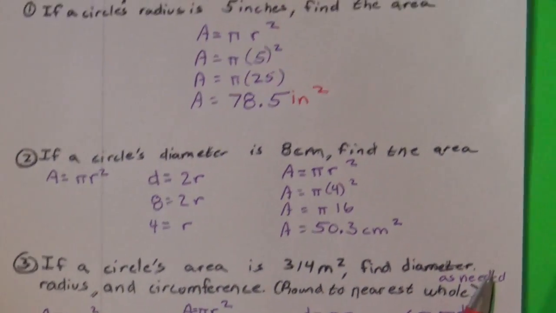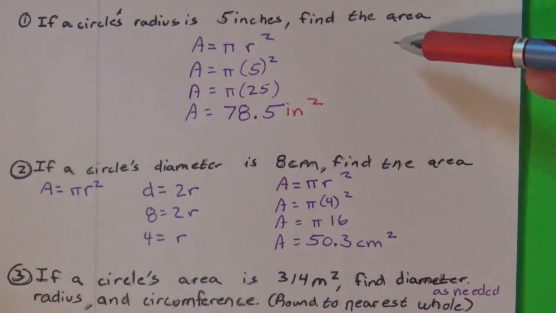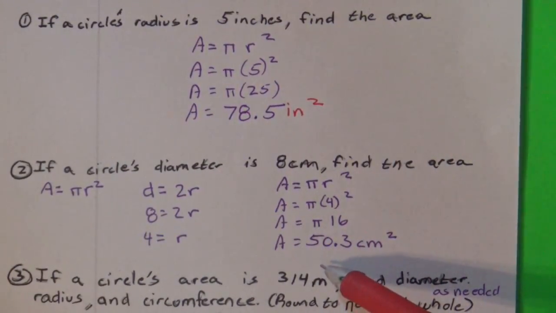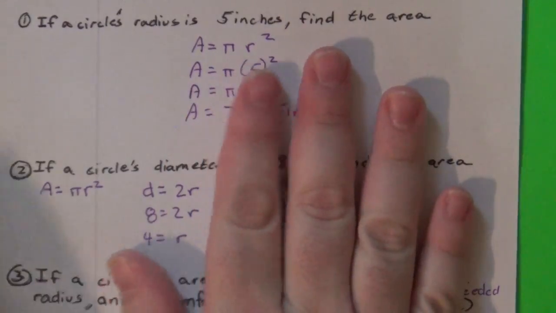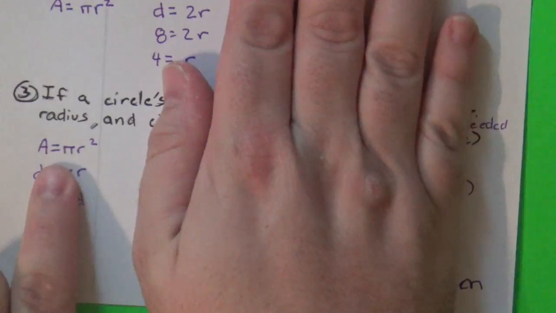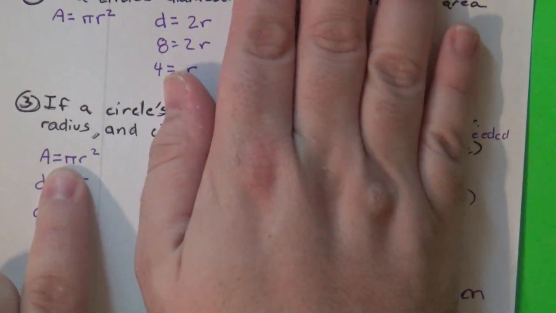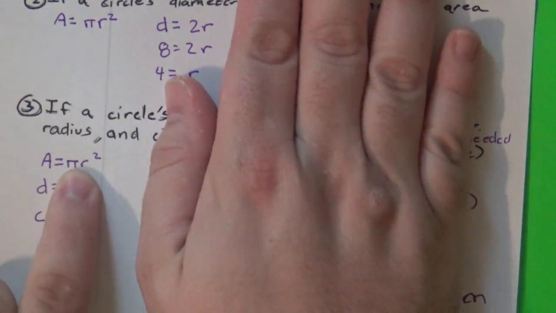Alright, so what's happening here before I start showing you anything? It tells me the area. In my first 2 problems I was looking for the area, but this time I've got the area, and I'm having to work backwards to get diameter, radius, and circumference. Alright, so what do I need to know? Let me slide this up and keep things somewhat organized. I need to remember this. Area is equal to pi r squared. Well, if I know the area, I can manipulate this equation to solve for r.